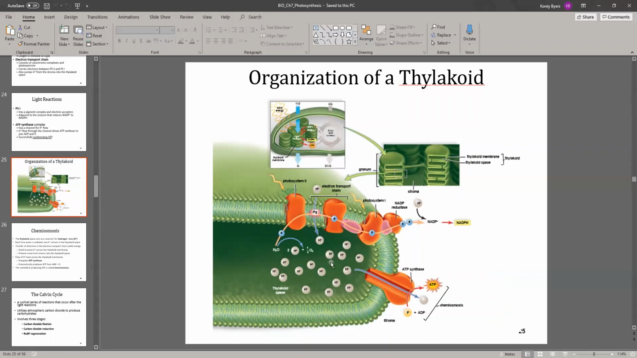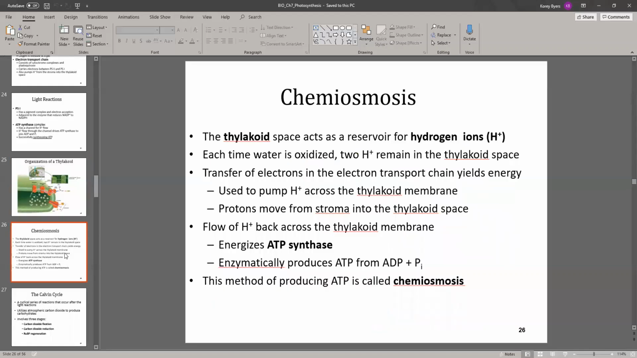And so you learned in the previous unit, or you should have, about concentration gradients. And so we know that things want to move from an area of high concentration to low concentration. And so these hydrogen ions move across ATP synthase, allow us to make ATP. That's called chemiosmosis. We've been hearing that word a few times, and we're going to hear it again in cellular respiration as well.